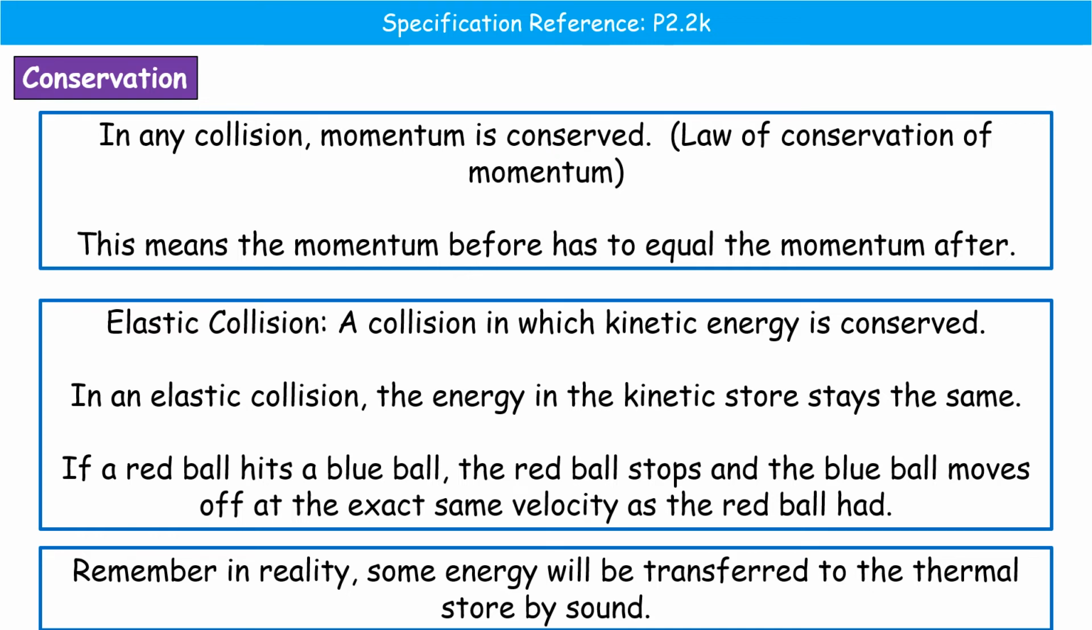So we have elastic collisions, and that's where the kinetic energy is conserved when a collision takes place. So the kinetic energy store will remain at the same level. That just tells us that if one ball hits another one, then we will find that the exact same speed would actually be seen for the second ball. So whatever speed the red ball comes in at would be the same speed that the blue ball goes off at. In reality, that doesn't happen because some energy is transferred to the thermal store by sound.